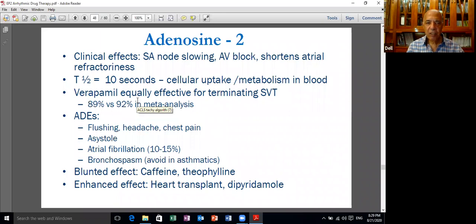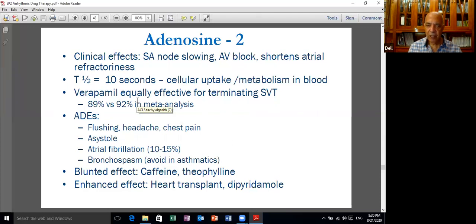Now, the clinical effects of adenosine: it slows the AV node, causes AV block, and shortens the atrial refractory period. And if you remember, anything which shortens the atrial refractory period, for a reason that I explained before, will result in atrial fibrillation. So this is the reason why it can produce atrial fibrillation. It's also used with the ablation of atrial fibrillation after making the ablation line, in order to make sure that there is no conduction from the pulmonary veins to the rest of the atria.